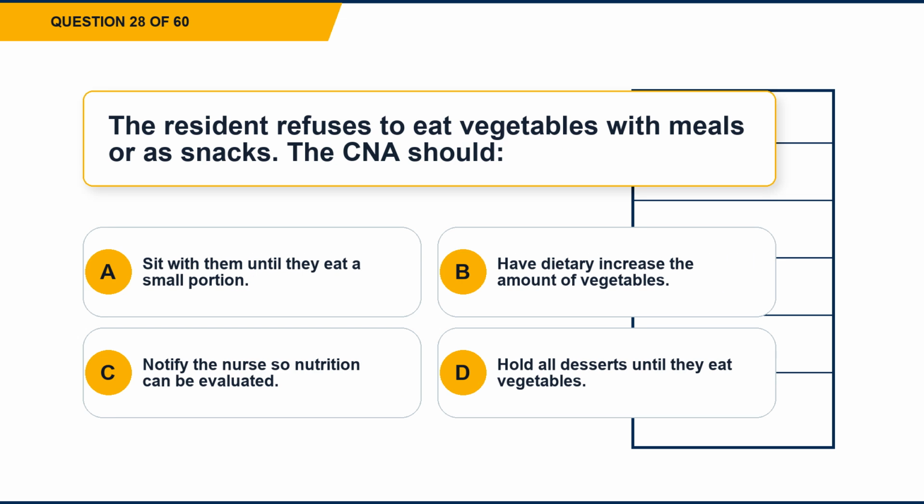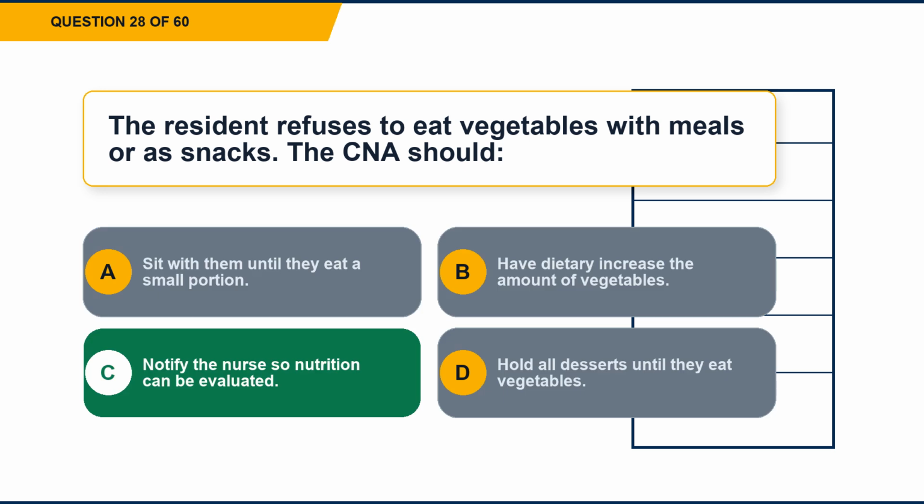Question 28. The resident refuses to eat vegetables with meals or as snacks. The CNA should. Option A. Sit with them until they eat a small portion. Option B. Have dietary increase the amount of vegetables. Option C. Notify the nurse so nutrition can be evaluated. Option D. Hold all desserts until they eat vegetables.